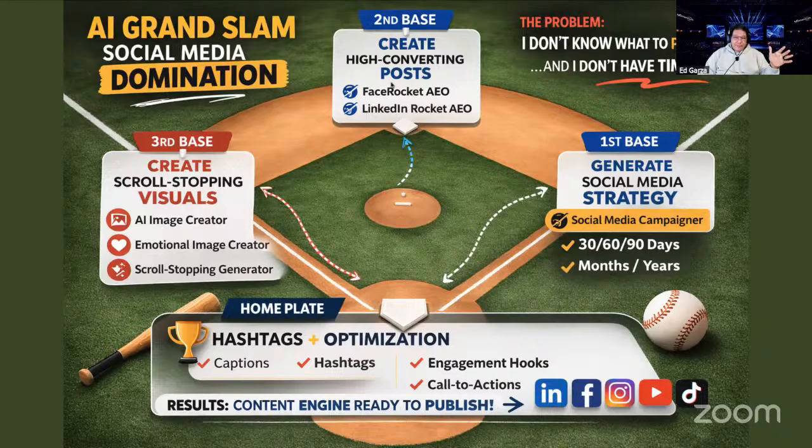We're going to create high converting posts using tools that we have in the platform. Creating scroll stopping visuals is next. I think images is tomorrow, maybe we'll play a little bit with that today. And then obviously we're going to do captions and hashtags, engagement hooks, and calls to action, right? The problems, I don't know what to post and I don't have time, remember? And we're going to hit a grand slam today. I mean, people would join our AI platform just for this. Just this alone is worth the $39 that we charge for our AI platform. The AI Grand Slam social media.